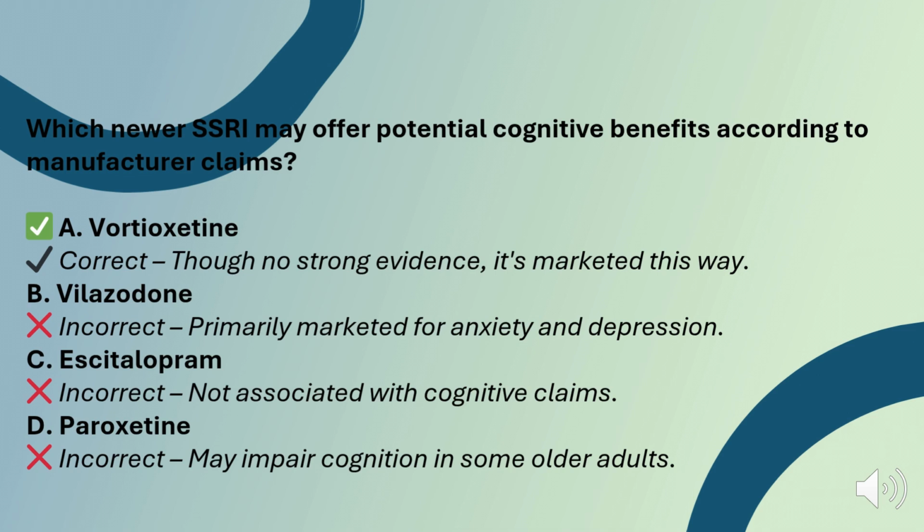And so if you said A, vortioxetine, you are correct. Although there is no strong evidence, it is marketed this way. And you'll see this with a lot of these drugs. So, that's just the answer to the question, but that is how it is marketed. Vilazodone is primarily marketed for anxiety and depression. Escitalopram is not associated with any cognitive claims, and paroxetine is incorrect. It may impair cognition in some older adults.